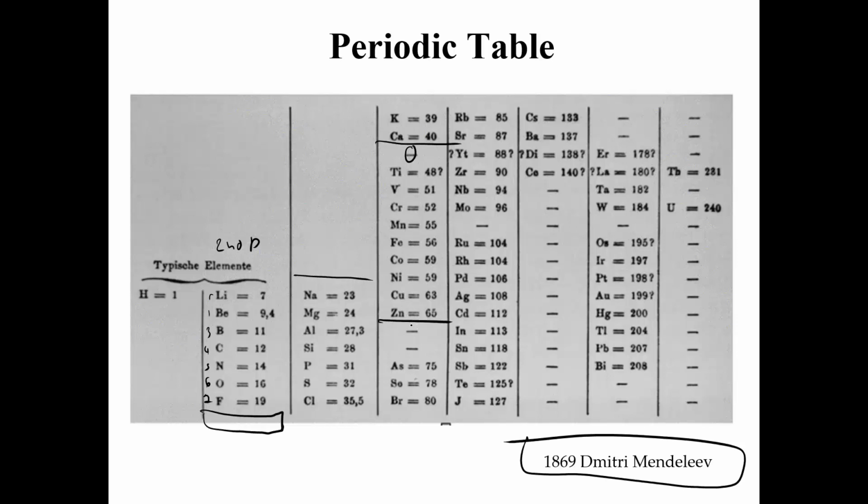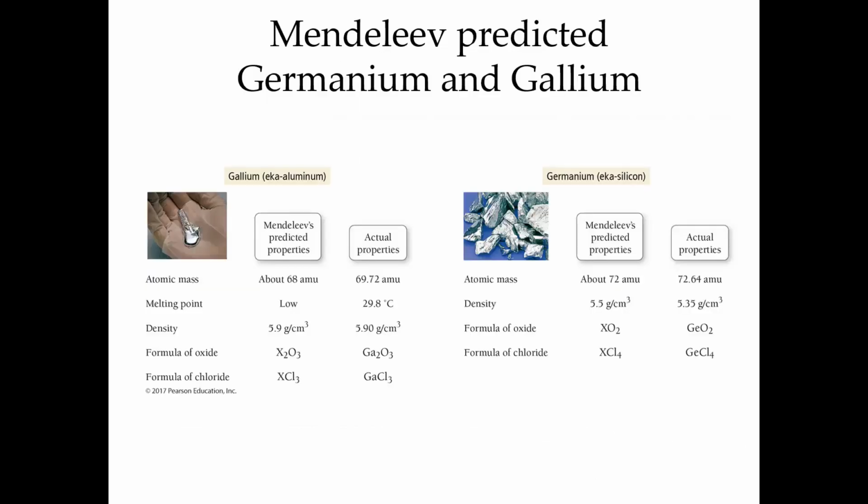And he was the first one to notice gaps. So there should be a couple of elements here. This is gallium and germanium that are missing. They're harder to find because they're more rare. People hadn't discovered them yet, but he predicted them. He noticed these gaps, and he was actually able to predict their atomic mass, their density, and the ratio of how they would react, right?